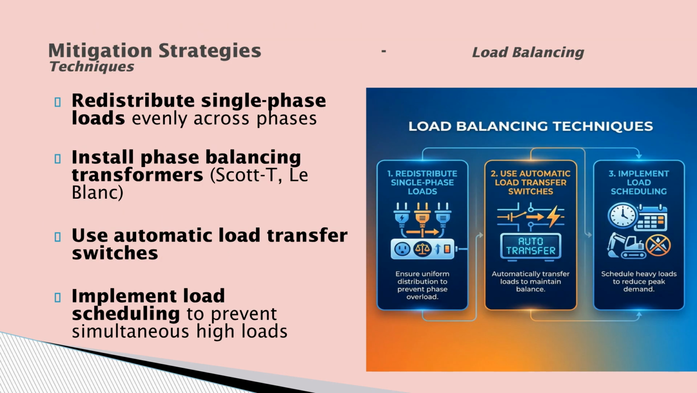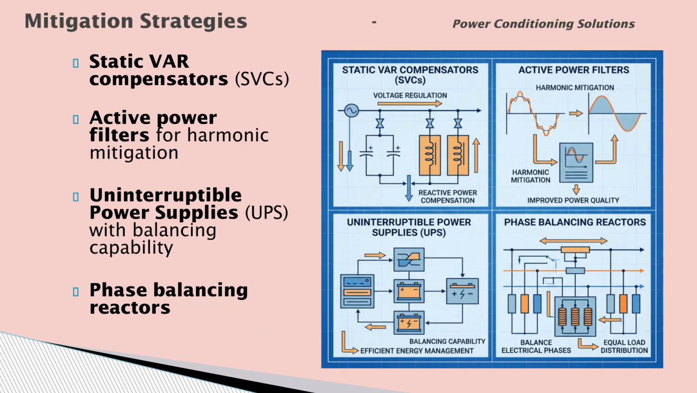Mitigation strategies for load balancing include redistributing single-phase loads and installing phase balancing transformers, such as Scott-T or LeBlanc. Using automatic load transfer switches and implementing load scheduling also helps prevent simultaneous high loads. Power conditioning solutions help mitigate current imbalance. These include static VAR compensators, active power filters for harmonic mitigation, and uninterruptible power supplies with balancing capability. Phase balancing reactors are another effective solution.